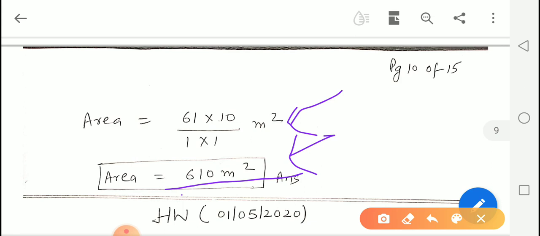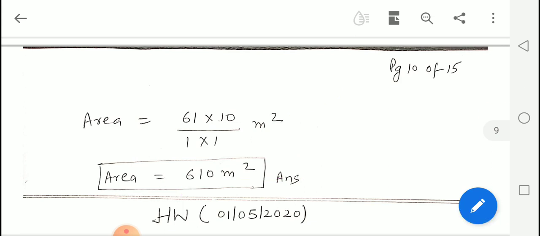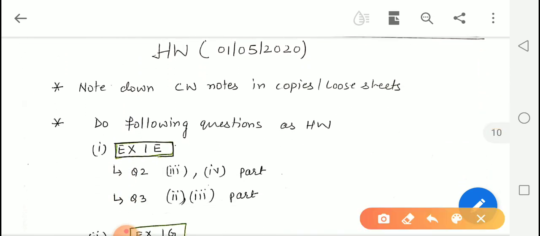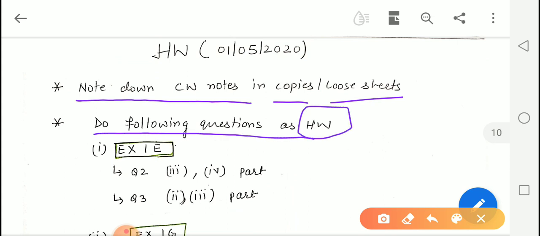So now it's time for homework. First you have to note down the classwork notes which I have just explained in your copies or loose sheets, whatever you are having. Then you have to do the following questions as your homework. And beta, please don't forget to write down the date on your work. Please maintain your records date wise.